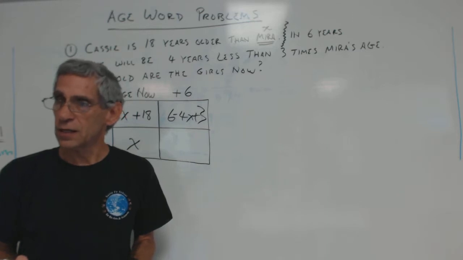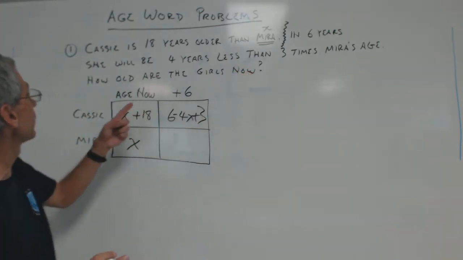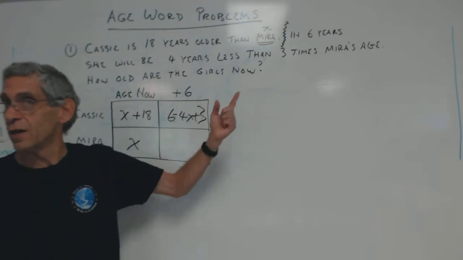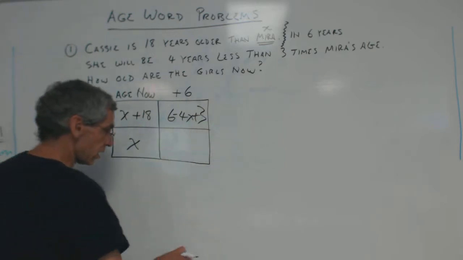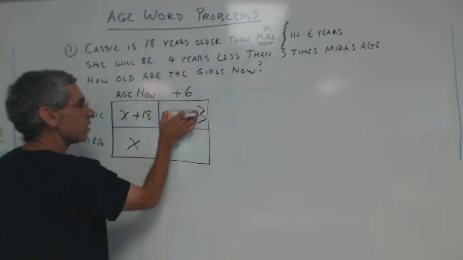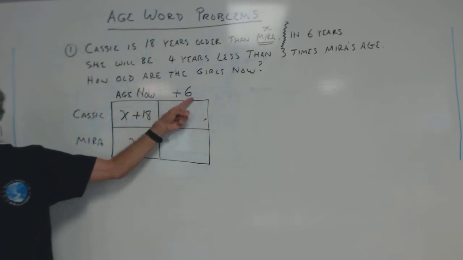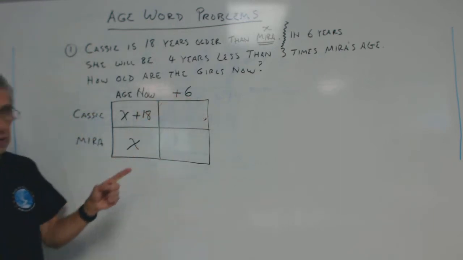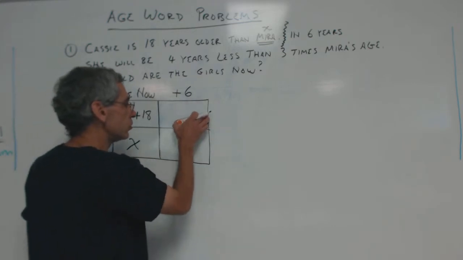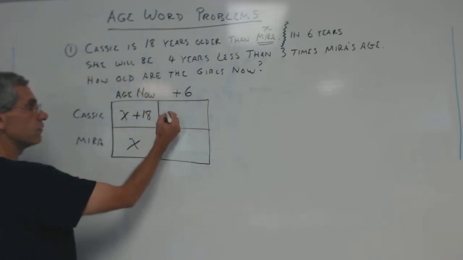Does that make sense? Because you start to think, I've got to get a 6 in there, I've got to get a 4 in there, and I've got to get a 3 in there. No, you don't. Because the second column is the first column plus 6. That's all you're going to do to fill out the chart. And you need to have the chart totally filled out.